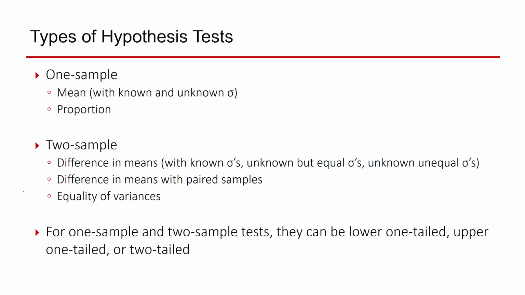All right, so we've got one sample hypothesis tests, and we're going to learn two. That is for a mean and for a proportion. And then we've got two sample hypothesis tests for the difference in means. We're going to do that for independent samples. We're also going to talk about the difference in means with a paired sample, and we're going to talk about equality of variances. Now, there are many other hypothesis tests out there. You can test for association, you can test for the slope in regression. There are all kinds of hypothesis tests out there, but we're just going to teach you these. Now, for any of these hypothesis tests, they can be lower one-tailed, upper one-tailed, or two-tailed.